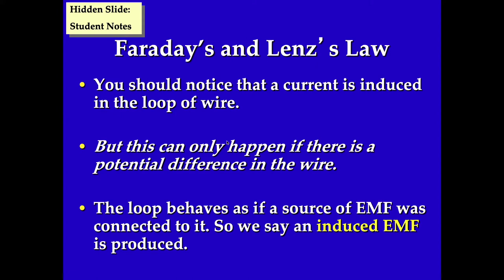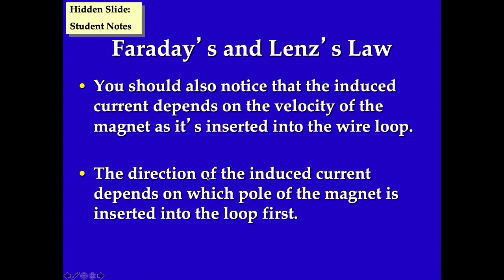Oh, okay. And so that means that when you're running the magnet through the wire, there must be a potential difference across the ends of the wire. And so the loop behaves as if some sort of electromotive force, some power supply, was connected to it. And so we say that an EMF is induced. When I run the magnet through the wire, an EMF is induced. And again, you should just notice that the direction of the induced current depends on the velocity vector, and it also depends on which end of the magnet goes into the coil first. If I move it faster, I would get a larger deflection. If I move it slowly, I would get a smaller deflection. And if I change the direction, the current would change.